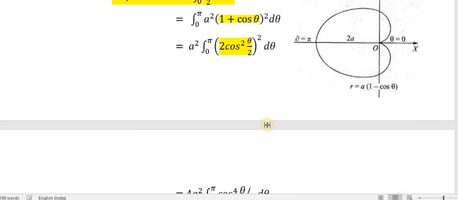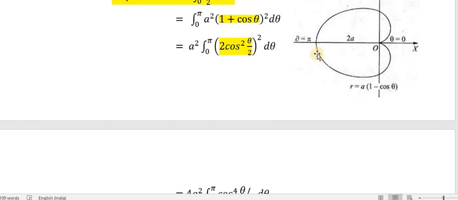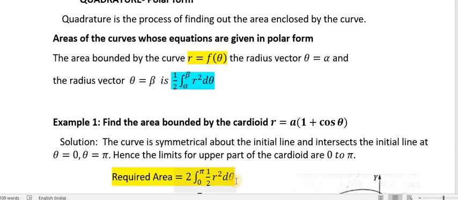See, the cardioid r is equal to a into 1 plus cos theta we have taken. The cardioid is represented like this. In the area above the x-axis, theta varies from 0 to pi, and the total area will be twice the area above the initial line, above the initial axis. So we got this as 2 times integral 0 to pi half r square d theta. So this is the required area.